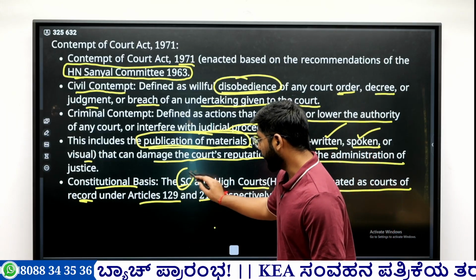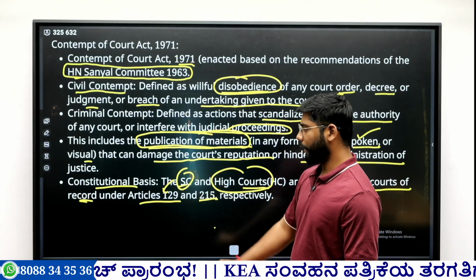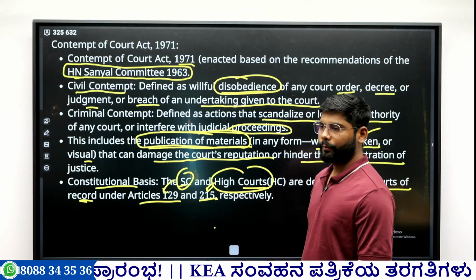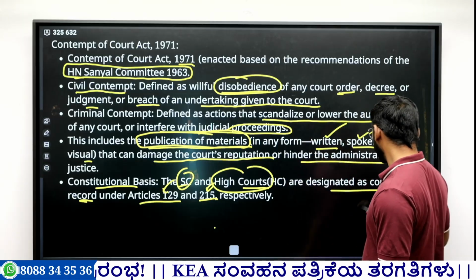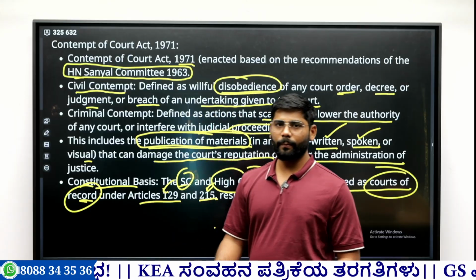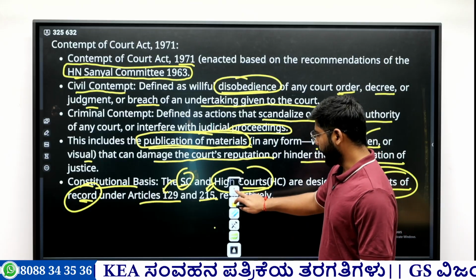So the High Court under Article 215 and the Supreme Court under Article 129, they get the power as a court of record, and this also makes the constitutional basis for the contempt of court. Okay.